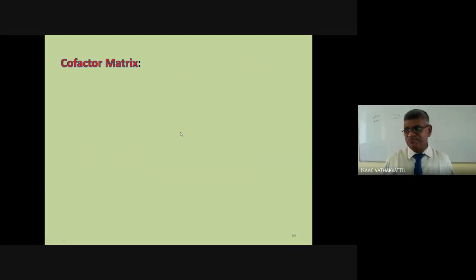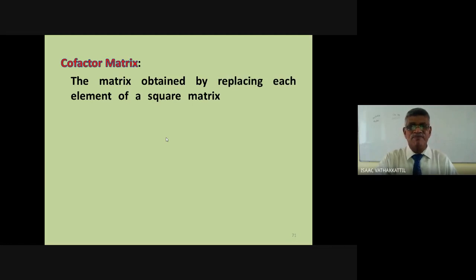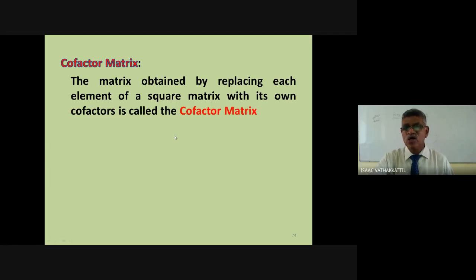Now the cofactor matrix. Cofactor matrix means if I replace each element in a square matrix with its own cofactor, I get a matrix. Each element is replaced with its own cofactor. Then I get a matrix that is known as the cofactor matrix. The matrix obtained by replacing each element of a square matrix with its own cofactors is called a cofactor matrix. There is no specific notation for that.